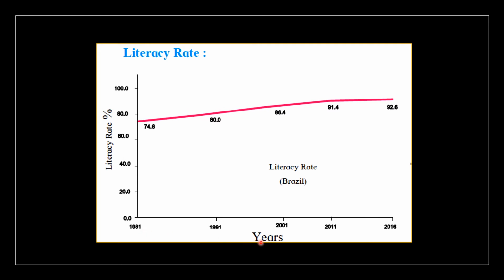On the x-axis we have the number of years, and on the y-axis we have literacy rate in percentage. In 1981, the literacy rate of Brazil was 74.6%, then it went up to 80%. In 1991, it went up to 86.4%. In 2001, it went up to 91.4%. And in 2016, we see it has gone up to 92.6%.